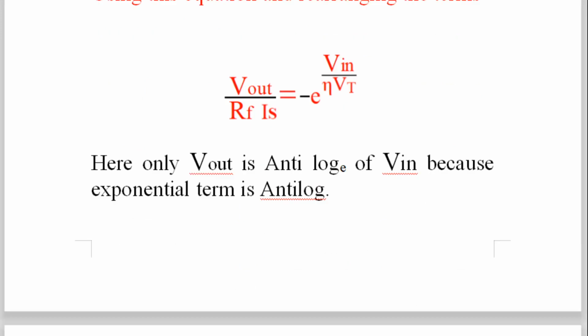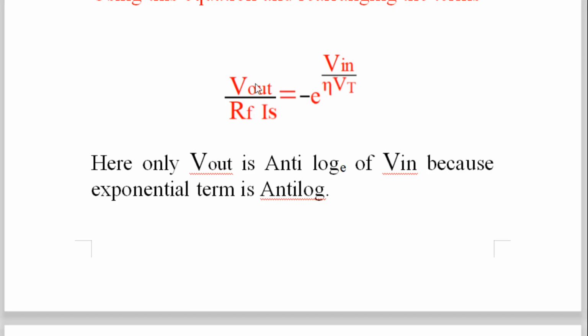So in this way, in this equation, Vout is antilog of V in, because the exponential term is antilog. But now suppose you want the output voltage Vout to be the antilog of V in. If you want that, then only two to three more steps are needed, so we'll proceed for that. After deriving this, let us take the exponential term on the right hand side and all other terms on the left hand side.